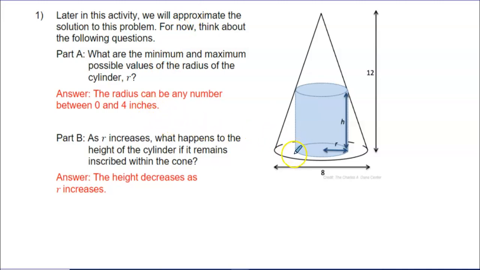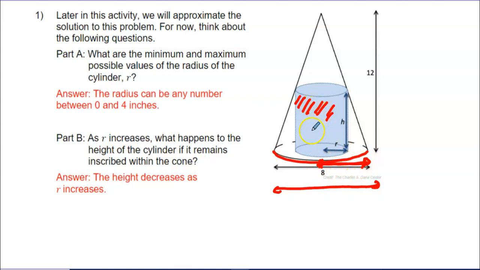Now we see that the radius of this cylinder must remain within the radius of the base of the cone, which is going to be 4. Taking that the diameter is 8, so the radius is 4. And so the radius of this cylinder cannot be greater than 4 or go less than 0. Of course, we cannot get the radius to be less than 0. And so the radius is going to remain within 0 and 4 inches.